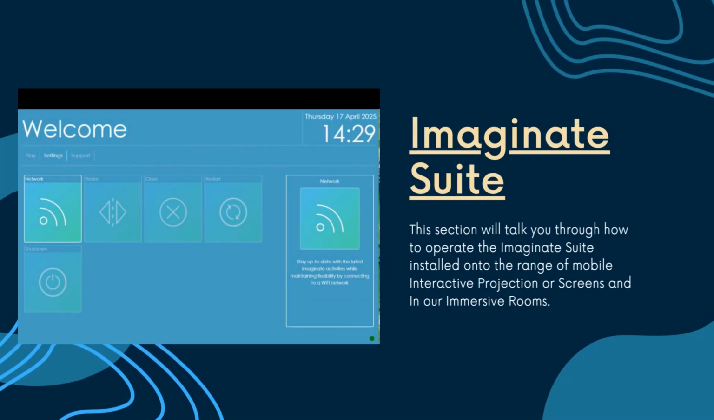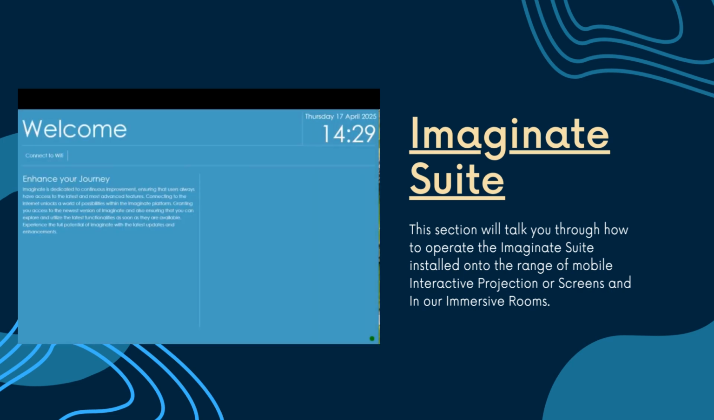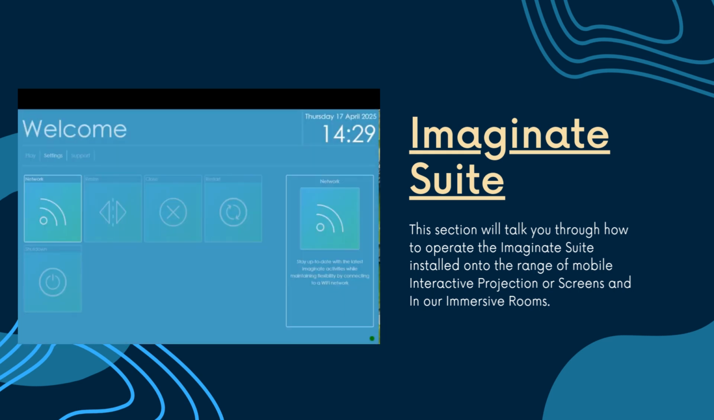Settings. In the Settings tab, you can connect to your wireless network. A list of available networks will appear. Just select the one you want and enter your password.